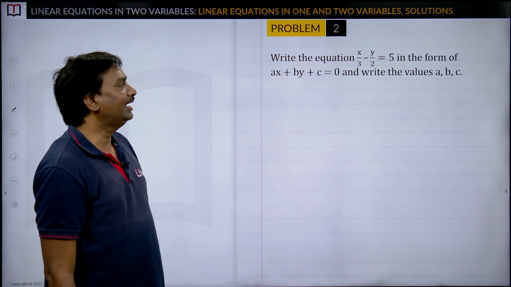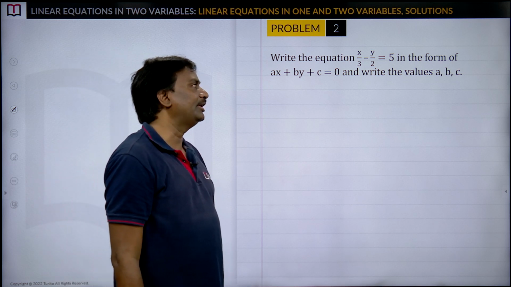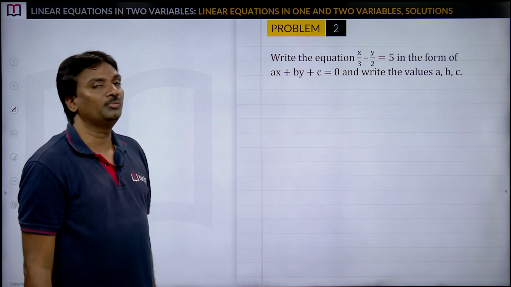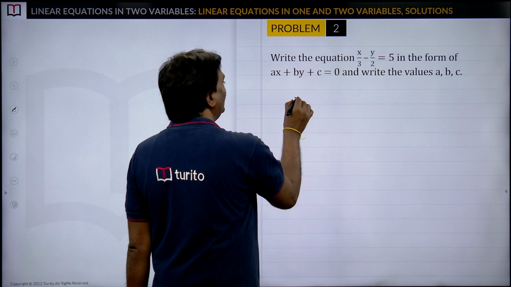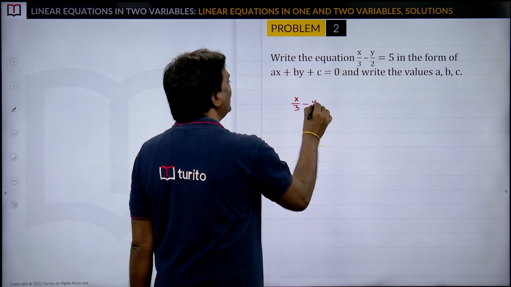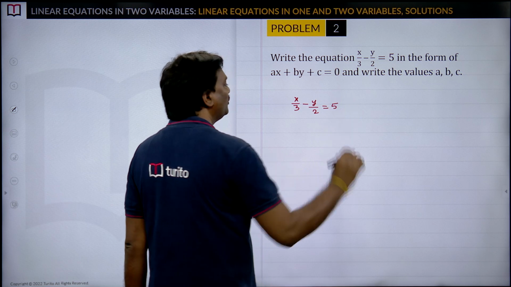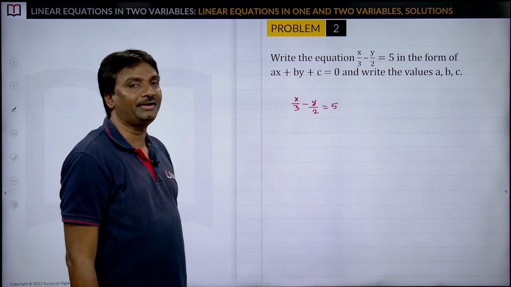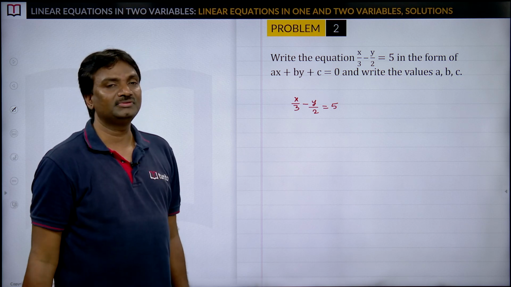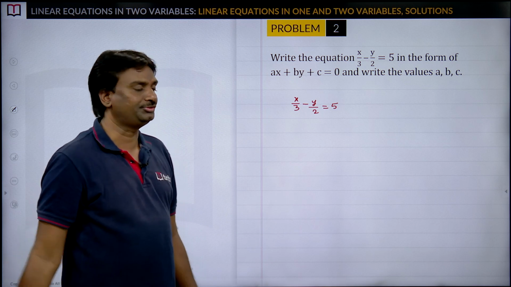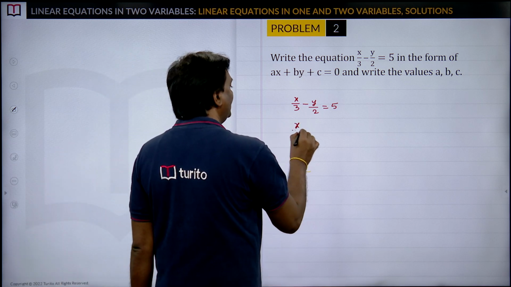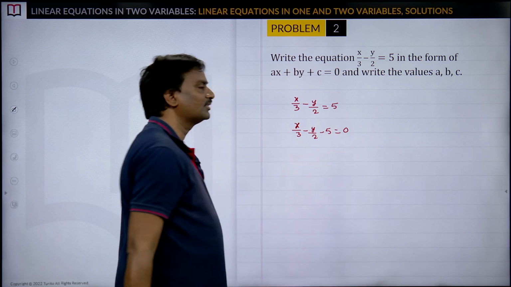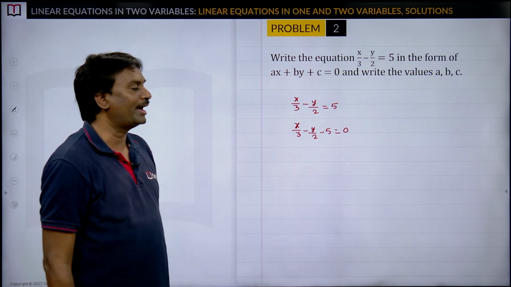Next, write the equation x by 3 minus y by 2 equal to 5 in the form of Ax plus By plus C equal 0 and write the values of A, B, C. Here we have x by 3 minus y by 2 equal to 5. In LHS we have denominators 3 and 2, so we take 6 as LCM. If you take 5 to this side, x by 3 minus y by 2 minus 5 equal to 0.